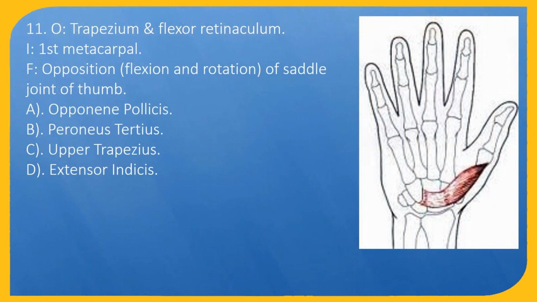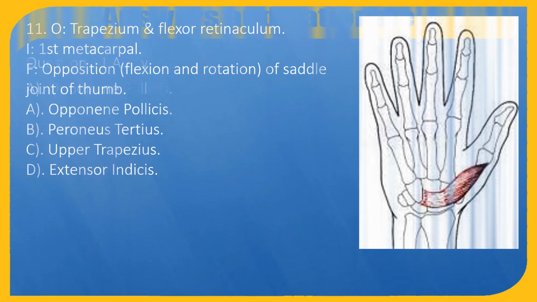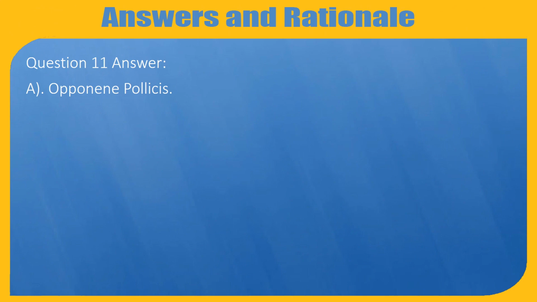Question 11: O. Trapezium and flexor retinaculum. I. First metacarpal. F. Opposition, flexion and rotation of saddle joint of thumb. A. Opponens pollicis. B. Peroneus tertius. C. Upper trapezius. D. Extensor indicis. Question 11 answer, A. Opponens pollicis.